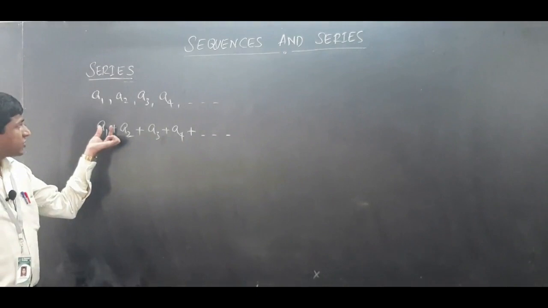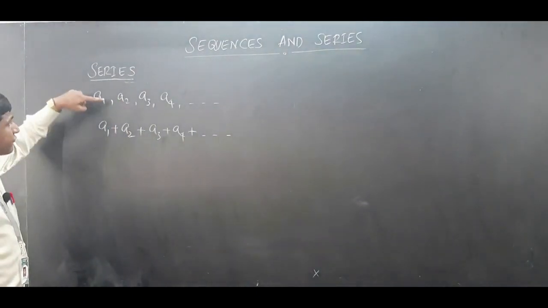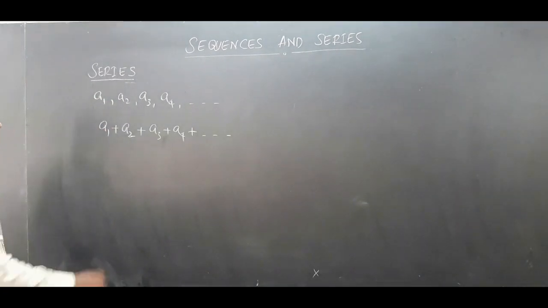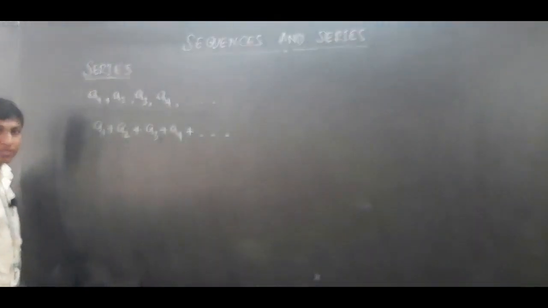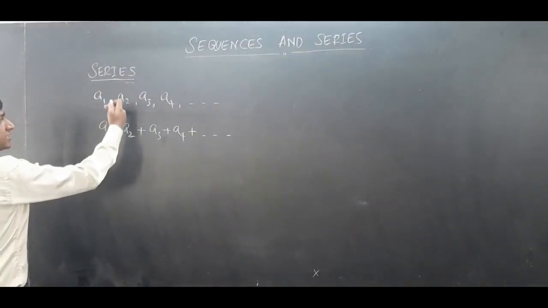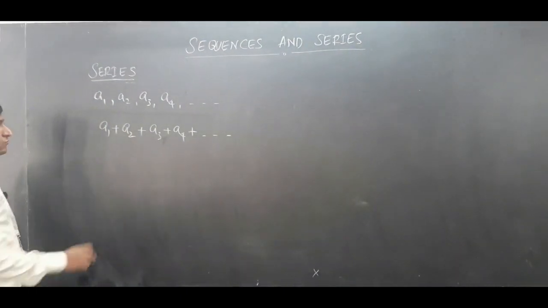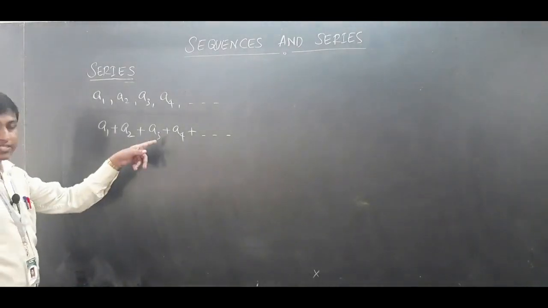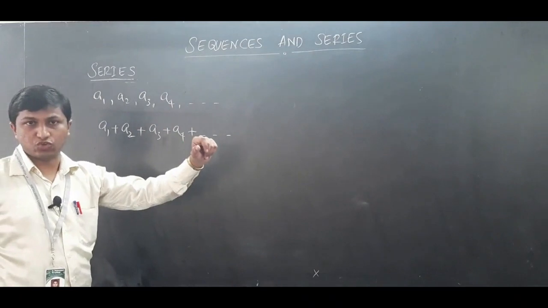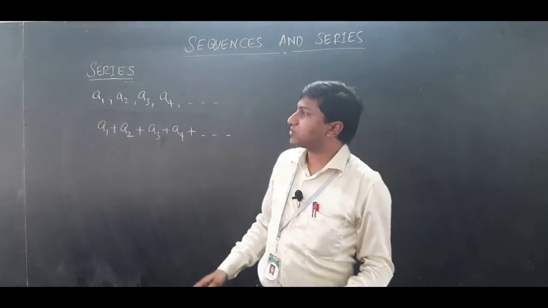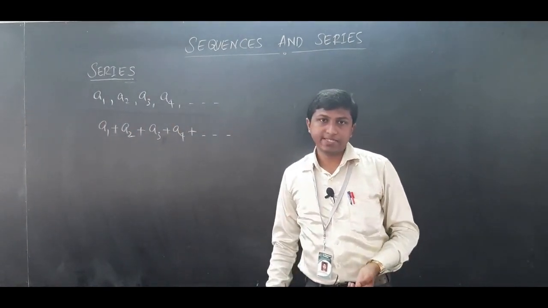Okay, just what have I done from here to here? I have replaced the commas with the plus sign, addition sign, right? We have taken a sequence of numbers in the general form. I have written it to be A1, comma A2, comma A3, comma A4, comma so on. Instead of writing commas, I have replaced the commas with the plus sign. So we get A1 plus A2 plus A3 plus A4 plus so on. This expression is called the series associated with this particular sequence.